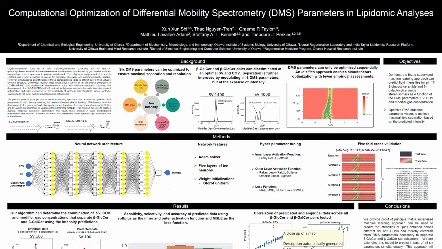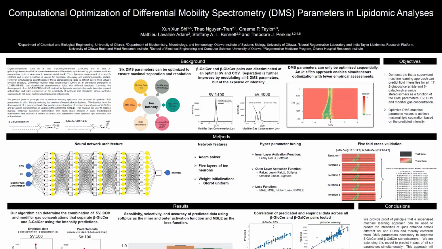There are 6 different DMS parameters that contribute to the ion intensity detected following LC-ESI-MS. The parameters are separation voltage (SV), compensation voltage (COV), modifier gas concentration and flow, DMS offset, and temperature. These parameters can be optimized to ensure the maximal separation and resolution for glucosylceramide and galactosylceramide. For example, an optimal combination of SV and COV is sufficient to separate glucosylceramide from galactosylceramides.